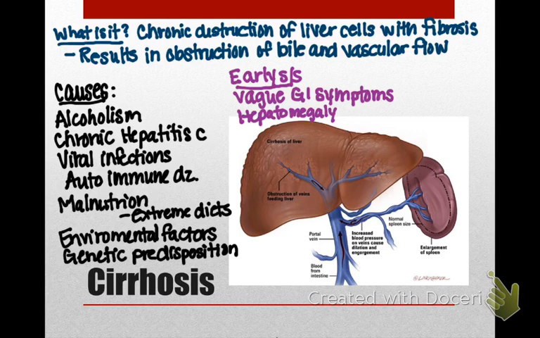So again, early cirrhosis has very, very vague symptoms. You're going to see some vague GI symptoms. You're going to see some, well, you won't see it. I mean, you could feel it sometimes, but hepatomegaly. We used to have you all palpate the liver, and if you go to nurse practitioner school, you will definitely learn how to do that. But you can actually palpate an enlarged liver. You can also see one on imaging. So early signs and symptoms are very vague.